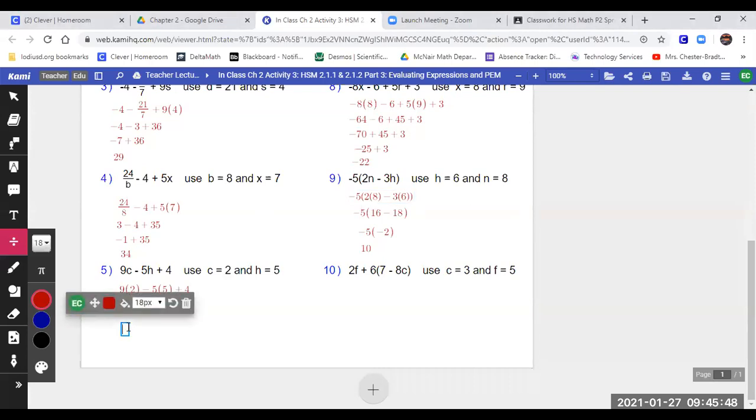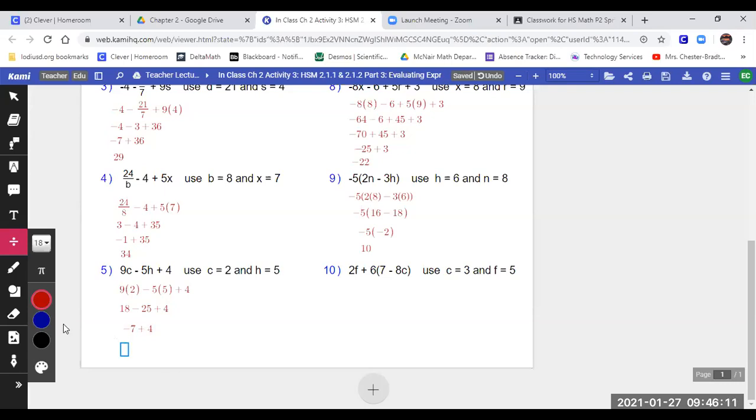If the positive had been on the 25 and the negative had been on the 18, we would have had a positive answer. So what is 25 take away 18? 7. And it's negative because the 25 was negative and the bigger is negative. Okay. Now we need our last row.